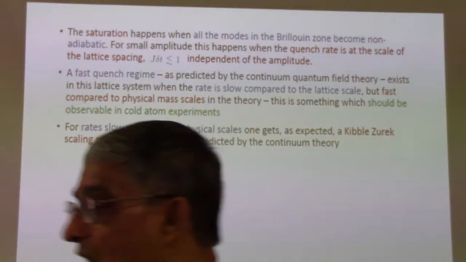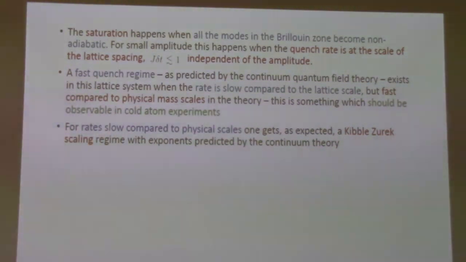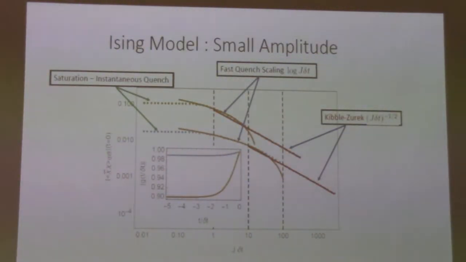But here k is bounded from minus pi to plus pi, so there would be a time at which all the possible modes have lost adiabaticity. And it turns out that's precisely the point where this curve shows saturation. It's around this point where this happens. So we could calculate that in that model and then compare with these answers and find a perfect agreement. So this, we believe, has to be quite generic.